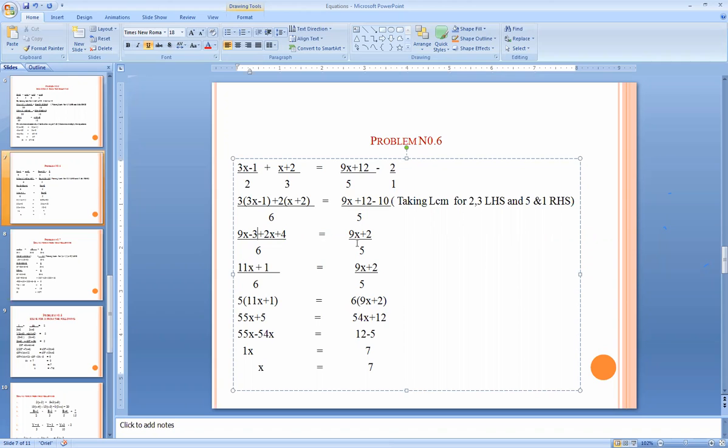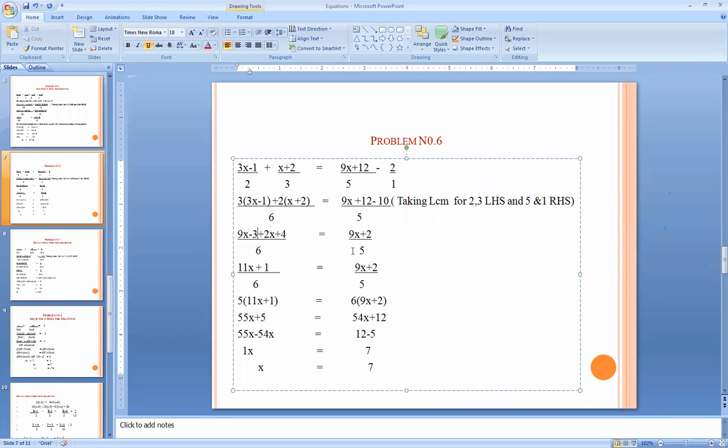Now only 1x is there, that is 9x plus 12 minus 10. The difference of 12 and 10 is 2, divided by 5. Now 9x plus 2x. How many x is that? Both are plus x only. One is plus 9x, another is plus 2x, so it becomes 11x. And here, 1 plus 4, 1 minus 3: opposite signs mean you should subtract. After subtracting, the answer is 1. The highest number is 4, whose sign is plus, so we have written plus. 11x plus 1 divided by 6 equals.